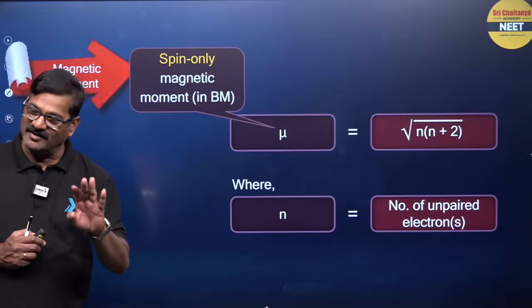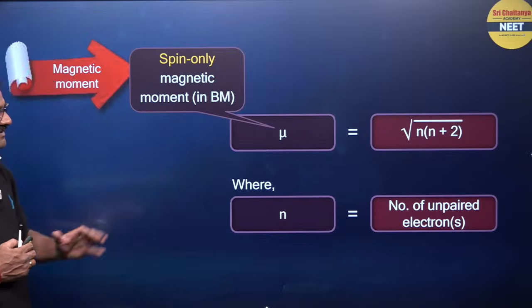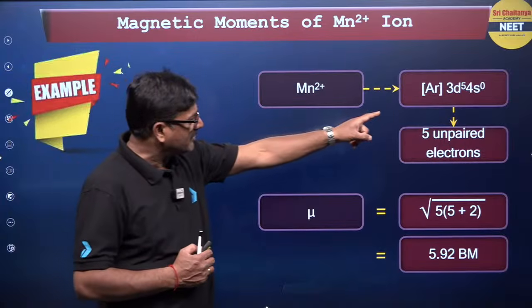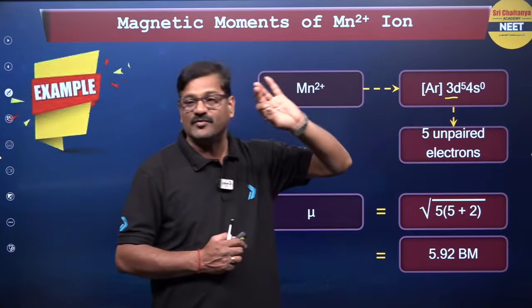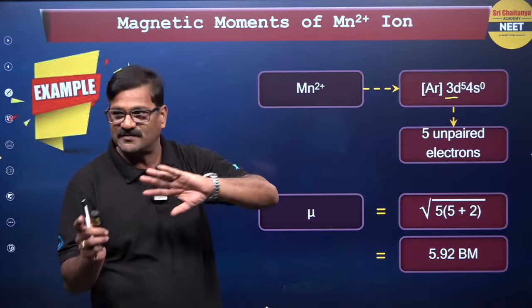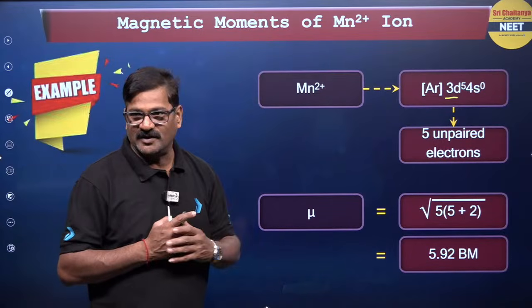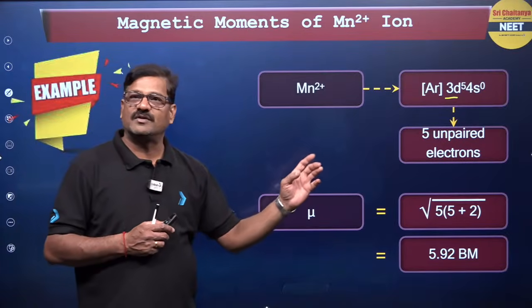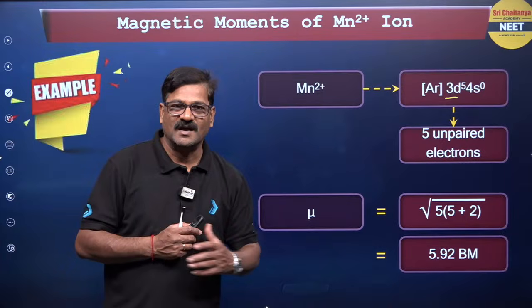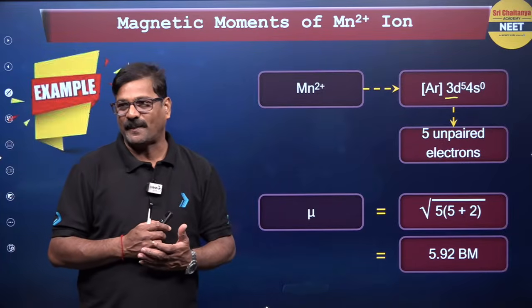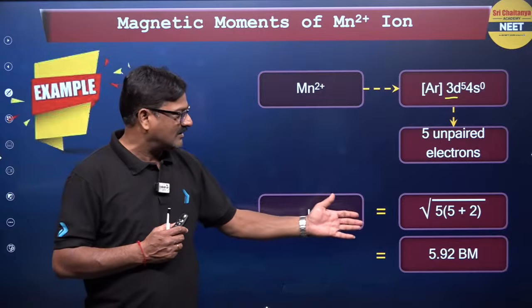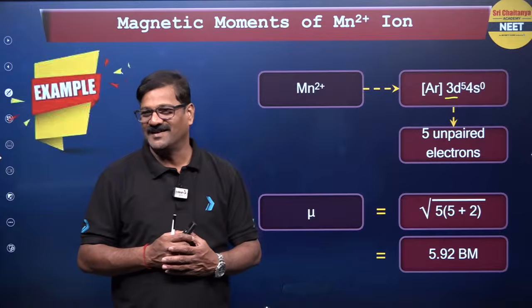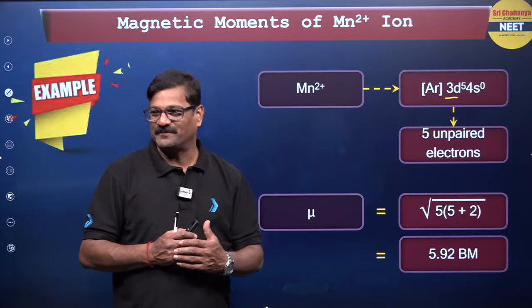I will clarify, Geeta Madhuri, no worries. Now we can say Mn2+ has d5 configuration, so 5 unpaired electrons are there. You please follow the concept here. So the mu value is root over 5 into 5 plus 2, and the answer is 5.92. You need not calculate; the value is the same as the n value. So that is the trick, you can say simply.